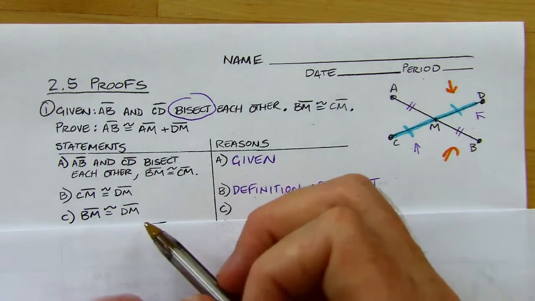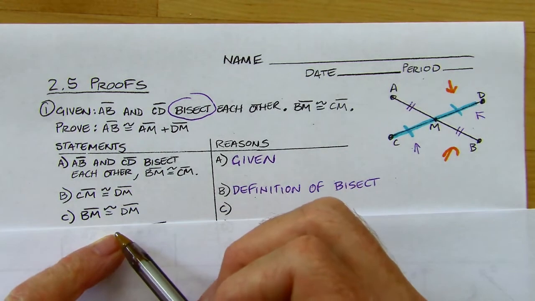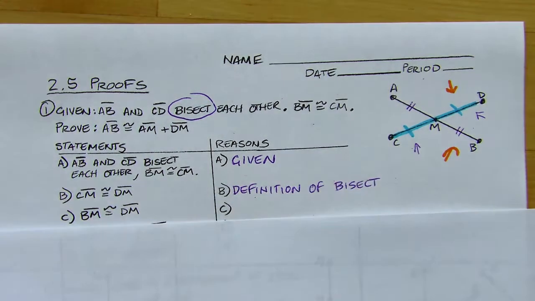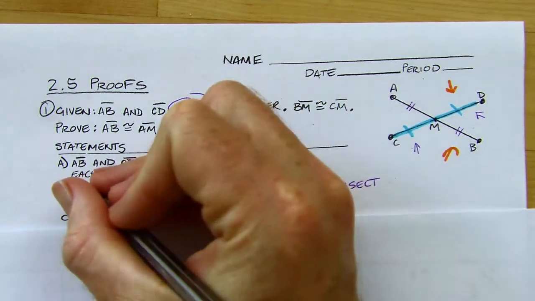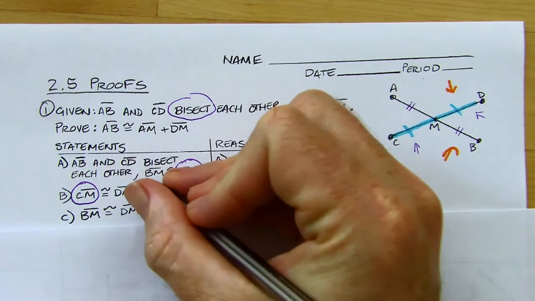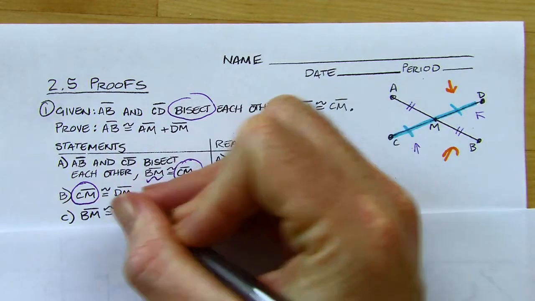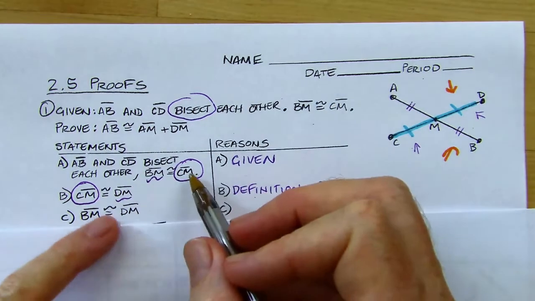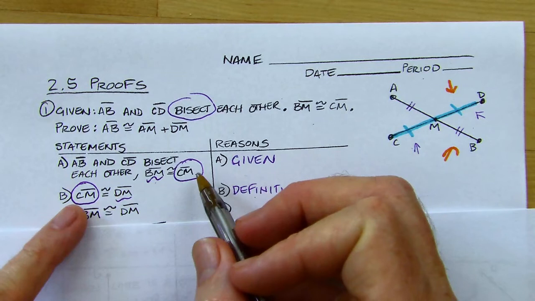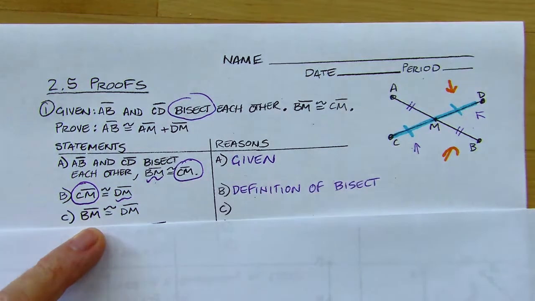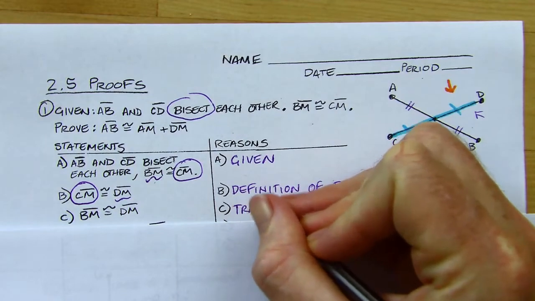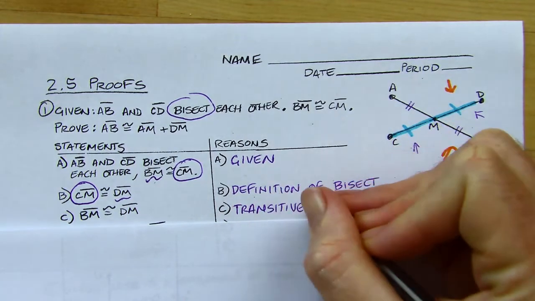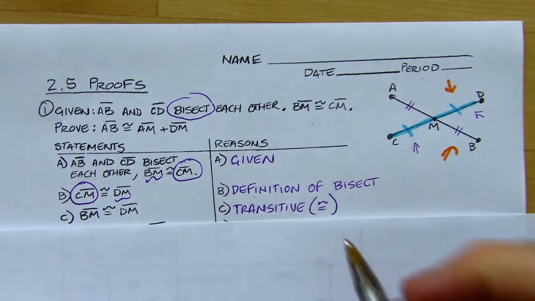Okay, so let's see if there's another way. I can't really tell from the picture. Let's see if we can do something with the written statements. So if you look at the last two statements, I've got something that's equal to or congruent to CM here and here. And they're two different things, right? BM is congruent to that, and segment DM is as well. And so those two segments must be congruent to each other since they're congruent to the same thing, and that's what we have here. So this would be the transitive property of congruency. So transitive, and here's property of congruency, just in short form.